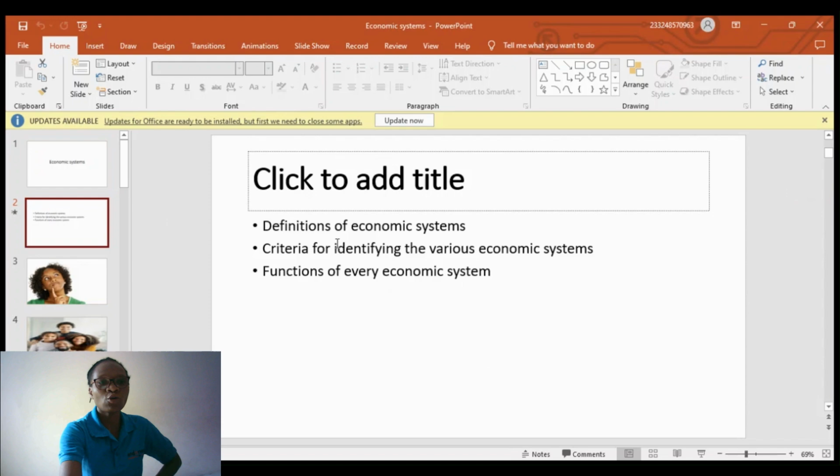Today's class is going to be on economic systems, so we want to find out what economic systems are. We also want to find out the criteria for distinguishing between various economic systems, such that whatever economy we see, we're able to tell whether it is this type of economy or the other type. And we also want to find out the functions of every economic system. No matter the type of economic system, all of them have a particular function. We also want to treat that today. So if time permits us, then we will add the capitalist economic system to it. So let's move straight on.